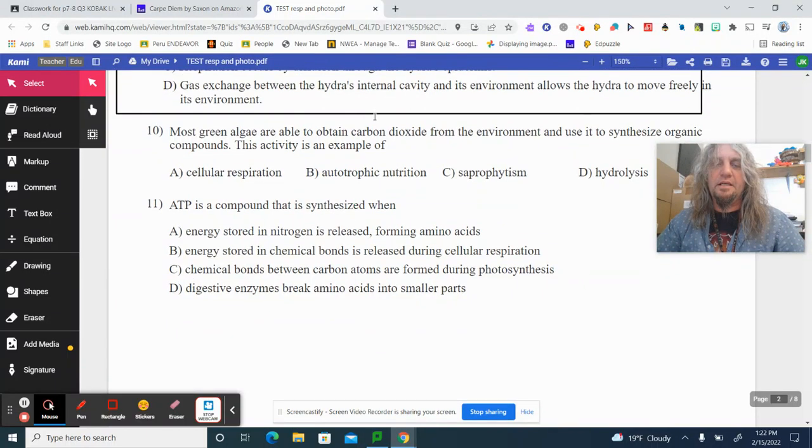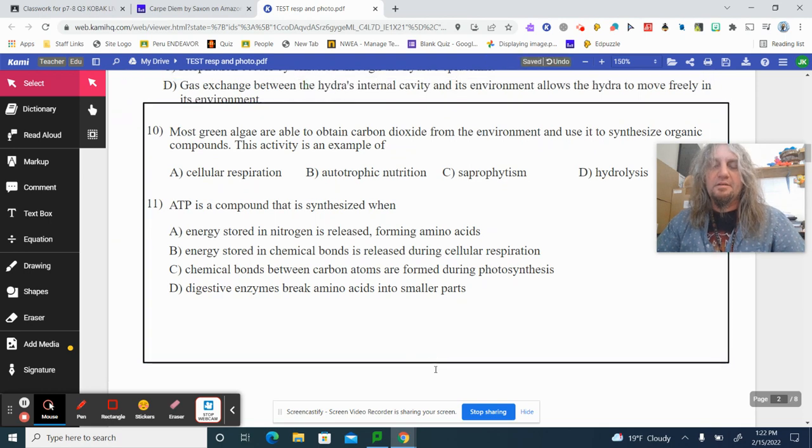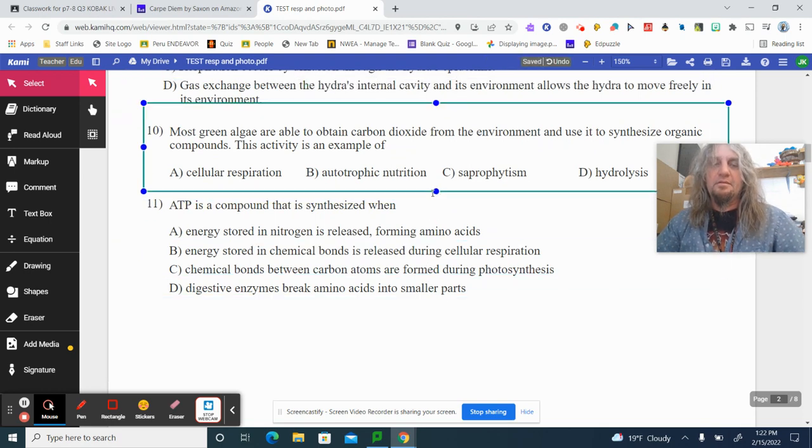All right, we're on to number 8. Or no, I'm sorry, number 10. Let's see. I'll get this in the right place. I'll get me out of the way.